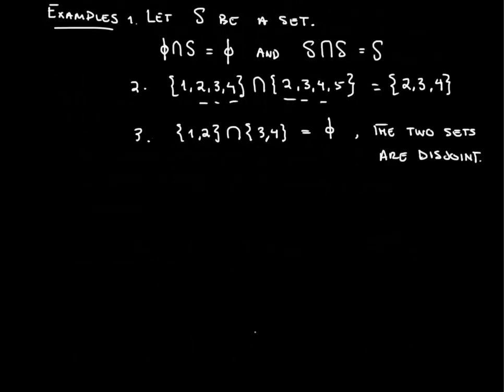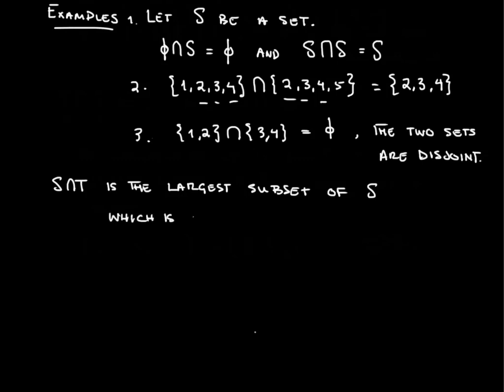Now we like to think of the intersection of two sets, let's say S and T, as the largest subset of S which is also a subset of T. Okay, so this is something that you can take some time to ponder.